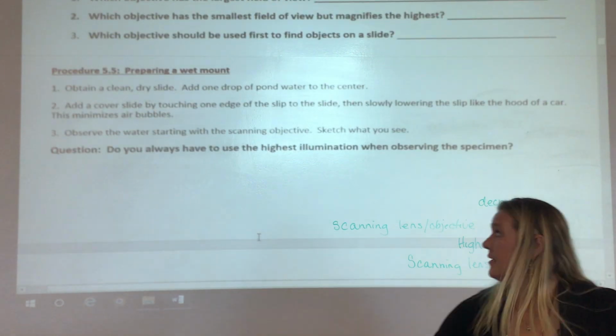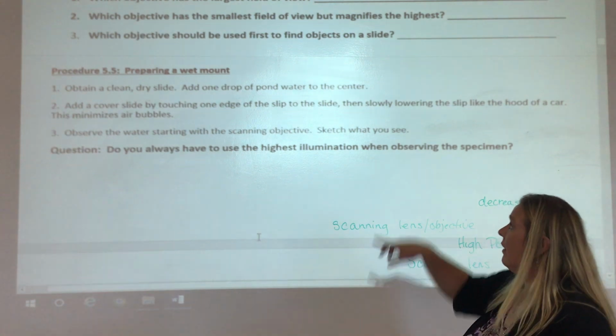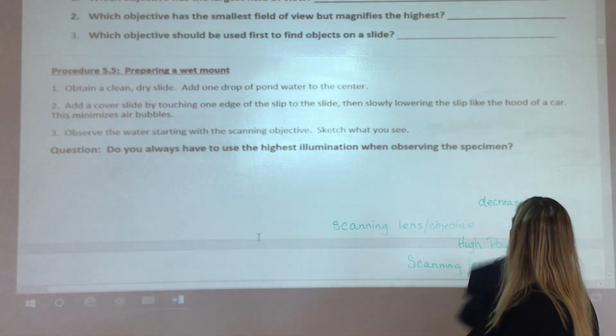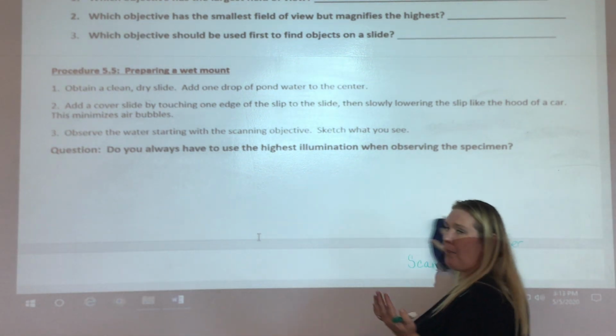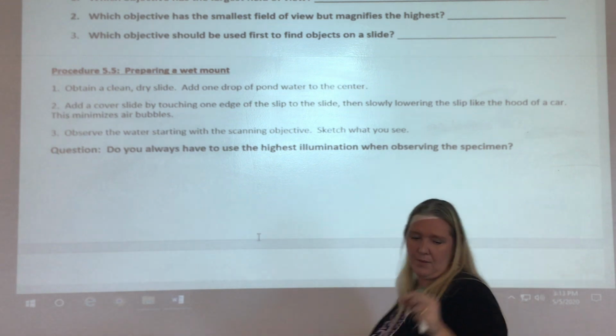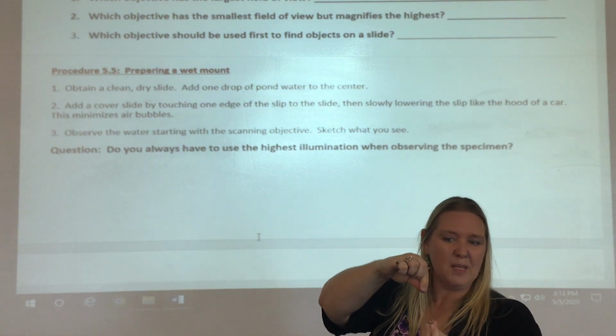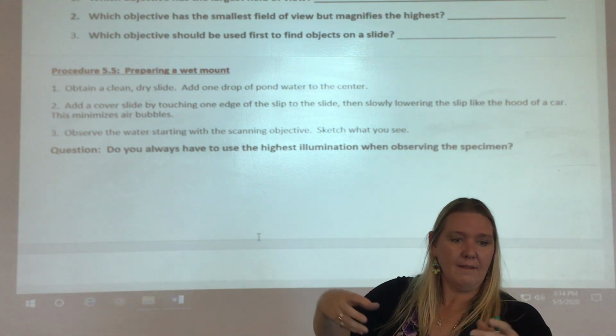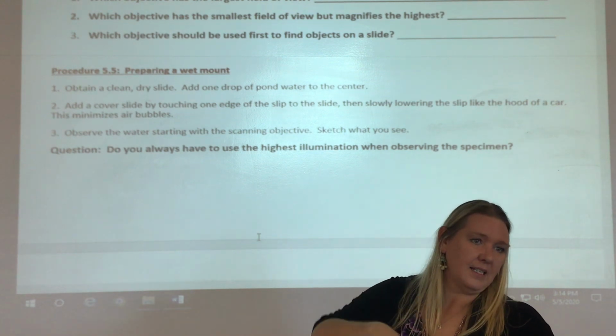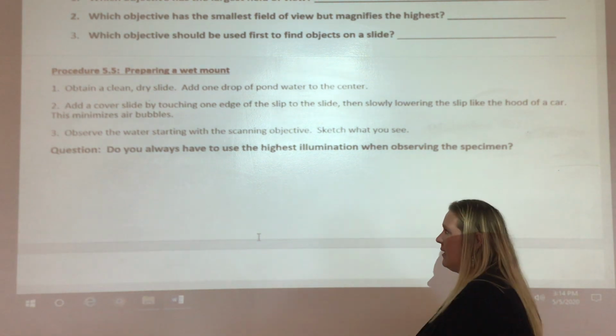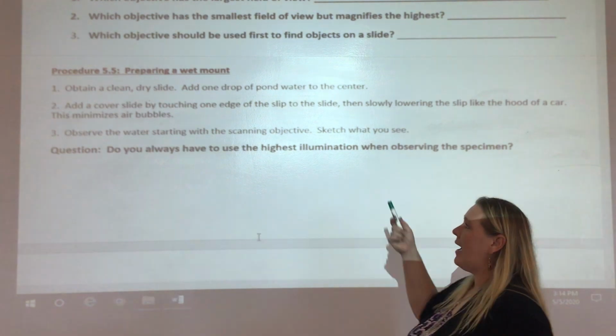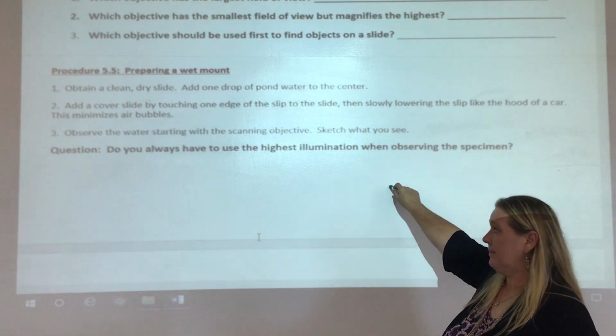All right, because we are not in class, we are not going to be able to do the wet mount. We would have gotten pond water, and some pond scum, some algae from the bottom, and put a drop on the slide, and then we would try to hunt and find some protists or whatever we could find in there. But we do need to know this last question.